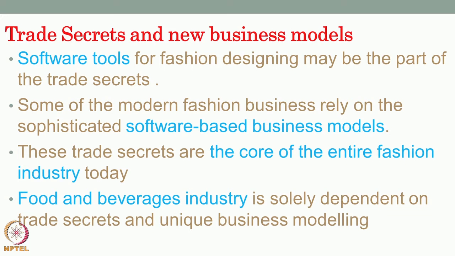So, one form of intellectual property may be trade secrets, such as software tools for fashion designing. Some modern fashion businesses rely on sophisticated software-based business models. So, these trade secrets are at the core of the entire fashion industry today.